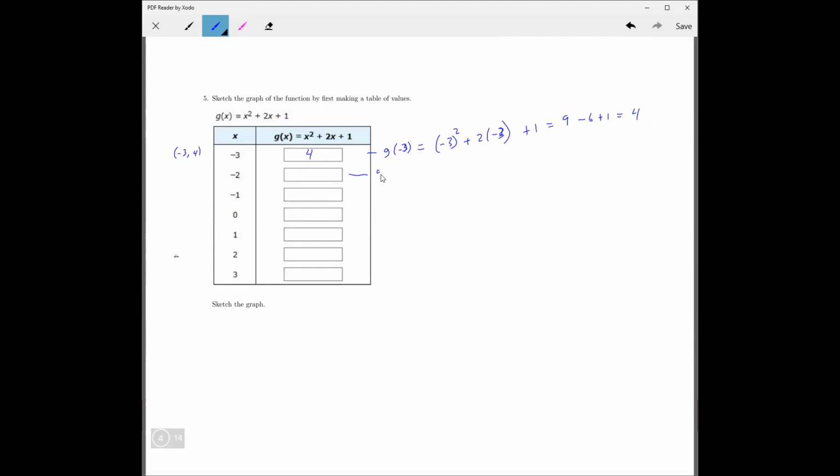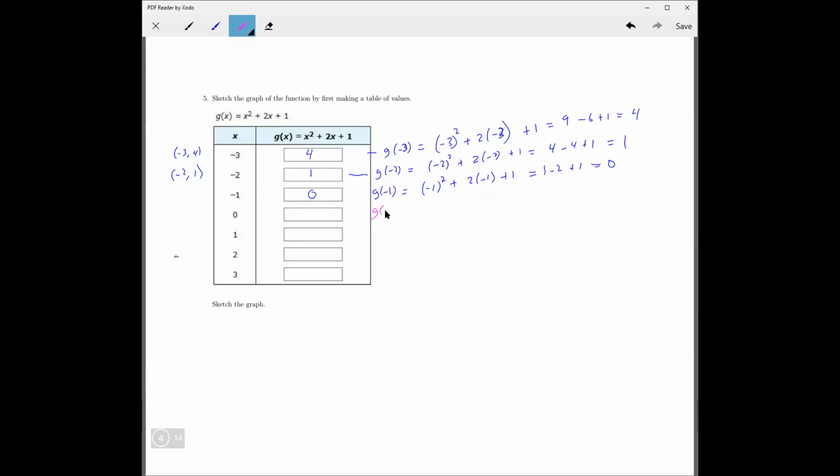Okay, so let's look at the next one, g of -2. That's going to be 4 minus 4 plus 1, so that's 1, which means (-2, 1) is going to be on the graph of the function. And then g of -1: that's -1 quantity squared, plus 2 times -1, plus 1, so that's 1 minus 2 plus 1, which is 0.